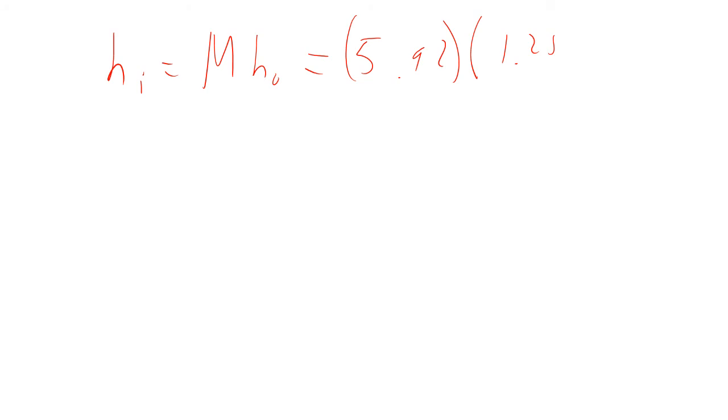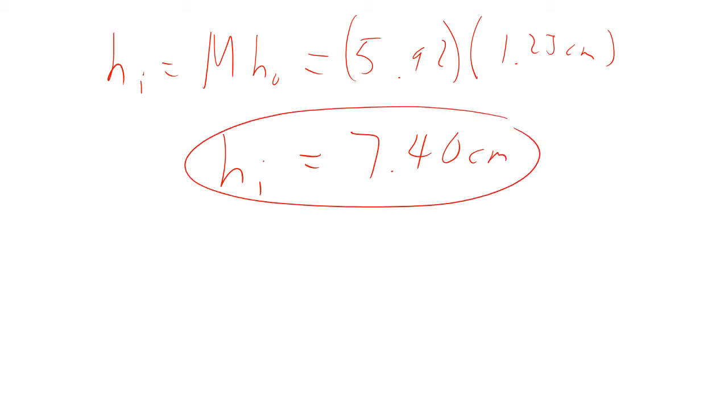So the height of the image is going to be the magnification times HO. So that's going to be 5.92 times 1.25 centimeters. So HI is going to be 5.92 times 1.25. That's going to be 7.4 centimeters. So we would say that the image was virtual, it's upright or erect. The two terms mean the same thing. You can use either one of them, okay?